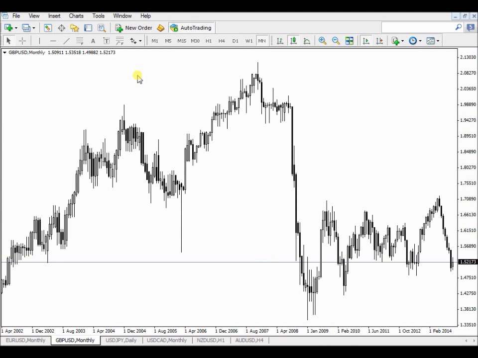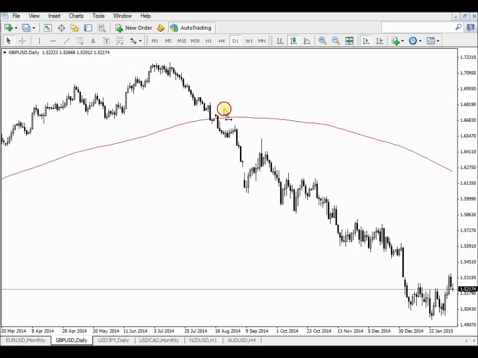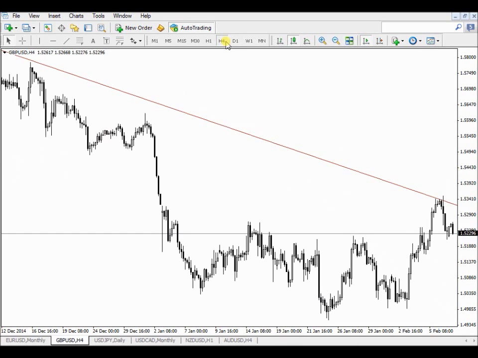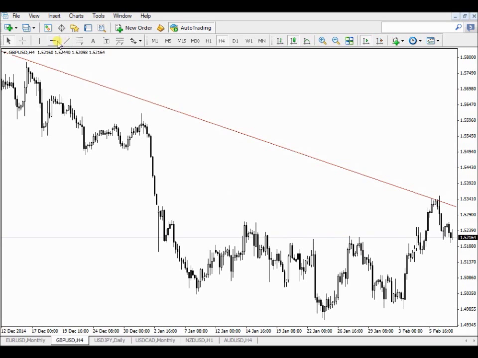This is the British pound. I'm going down to the daily. We know we're in a bearish market here. How do we know that? We're making lower highs and lower lows. Can you see how the market is testing this trend line here? Can you see here at the bottom it already took out the support?